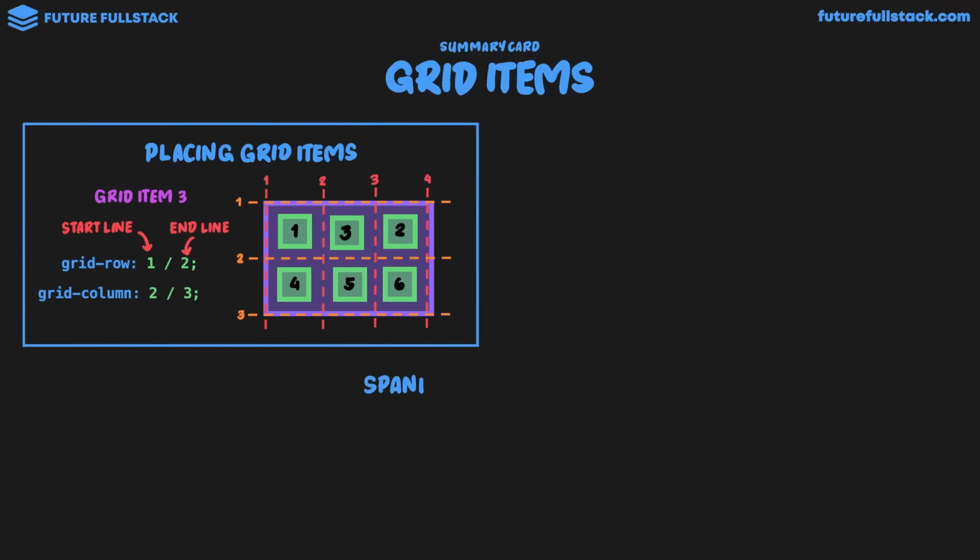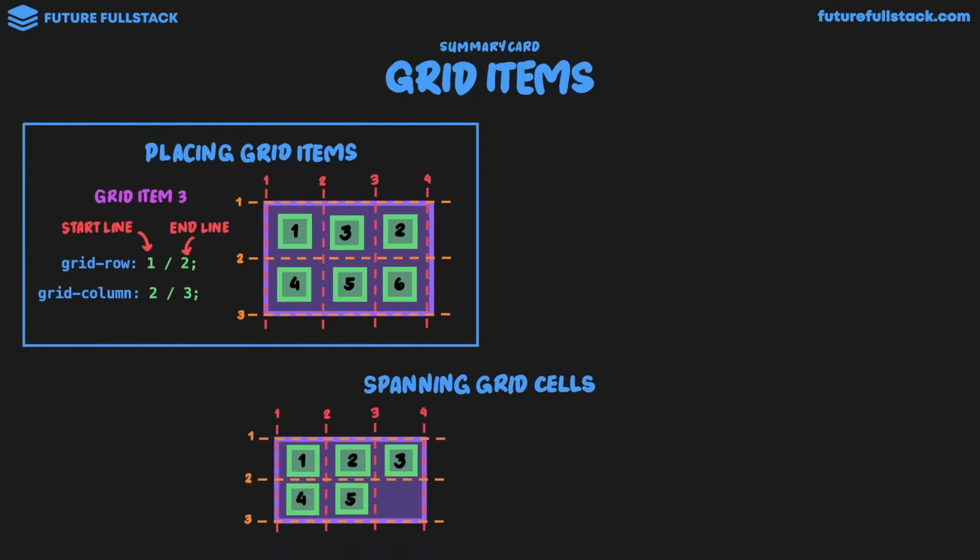We then looked at spanning grid cells. Focusing on grid item 2, we could use the grid column property to span grid item 2 across multiple columns. The number 2 is the start line, and the number 4 is the end line. It's the same notation as placing grid items, but for spanning grid cells, the end line will always be more than one increment above the start line. For this setup, grid item 2 will look like this, starting at the vertical grid line 2 and ending at the vertical grid line 4.